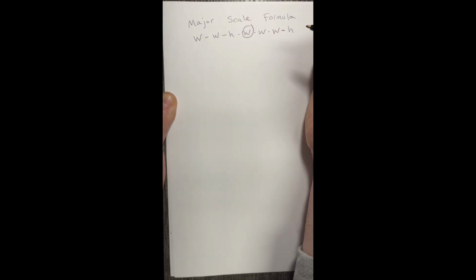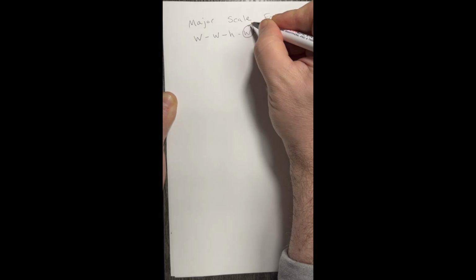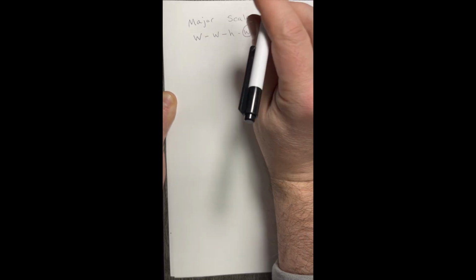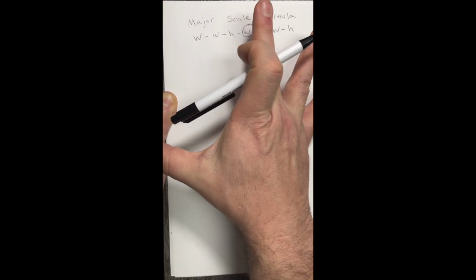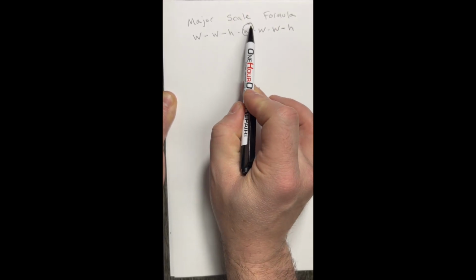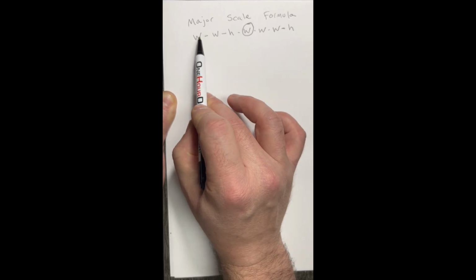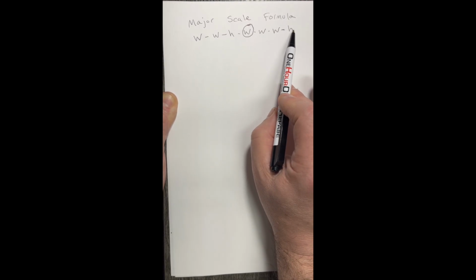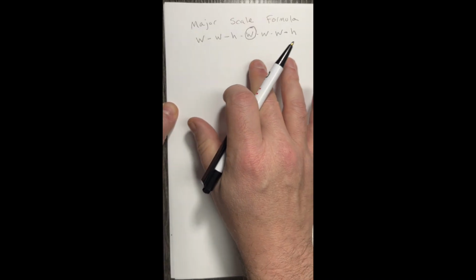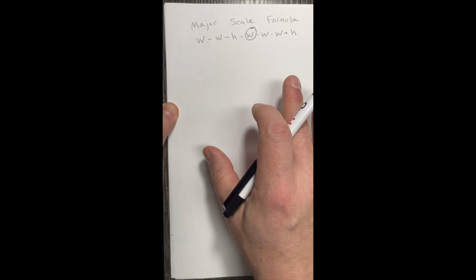And the way this was taught to me was to put a circle around this W in the middle. The circle doesn't really signify anything, but it makes it stand out that both sides of that are exactly the same. So on the left side of the center whole step, you have whole step, half step. And on the right side, you have whole step, half step. So if you've never seen this before, this is probably not making a lot of sense right now.